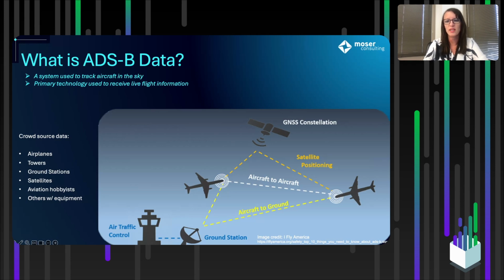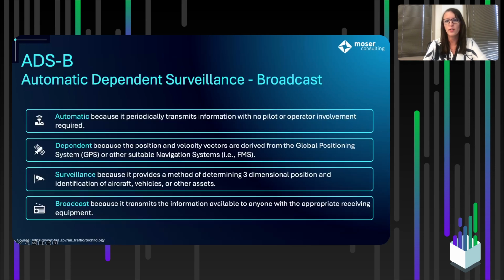What does ADS-B stand for? It stands for Automatic Dependent Surveillance Broadcast. Automatic because it doesn't require any work from the pilot or controller. The signal is automatically broadcast out every half second.